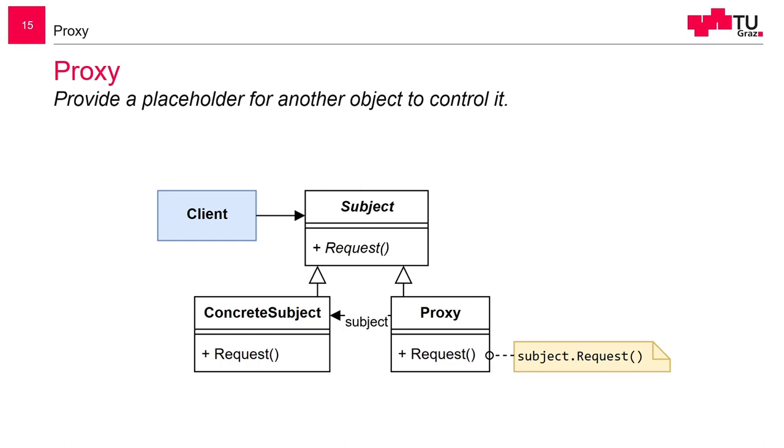As you see in the diagram, a client calls the method of some subject. Here subject is already an interface. So we want to have this request method. In order to do that, we could either create a concrete subject, so a subject which implements this subject interface, or we could implement a proxy which uses this concrete subject under the hood.